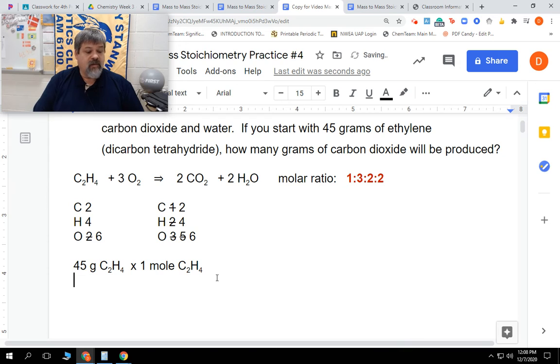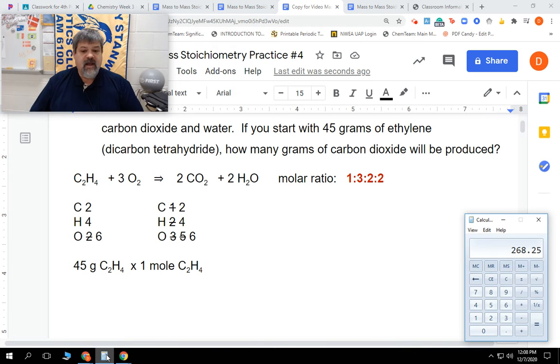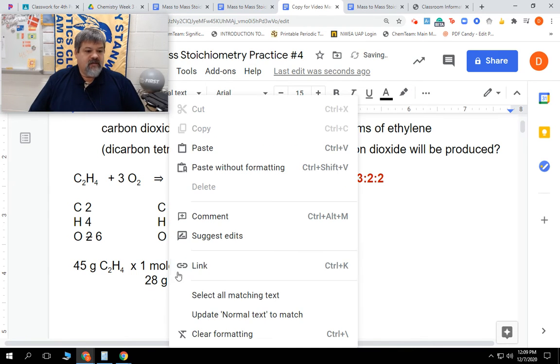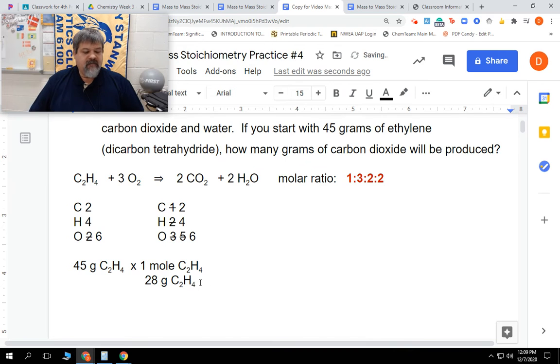Then we're going to go to the bottom and put our grams of that in there. How do we figure that out? We have 2 carbons at 12 each plus 4 hydrogens at 1 each, so we're just going to add those together. 2 carbons, so 12 plus 12, and then 4 hydrogens at 1 each, so we add 4 to that. We end up with 28. So we're going to put right down here 28 grams of this compound, of ethylene.